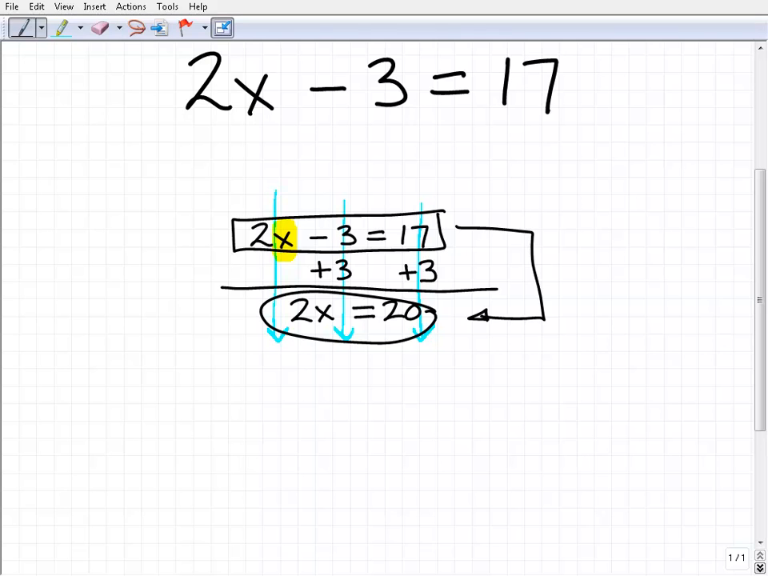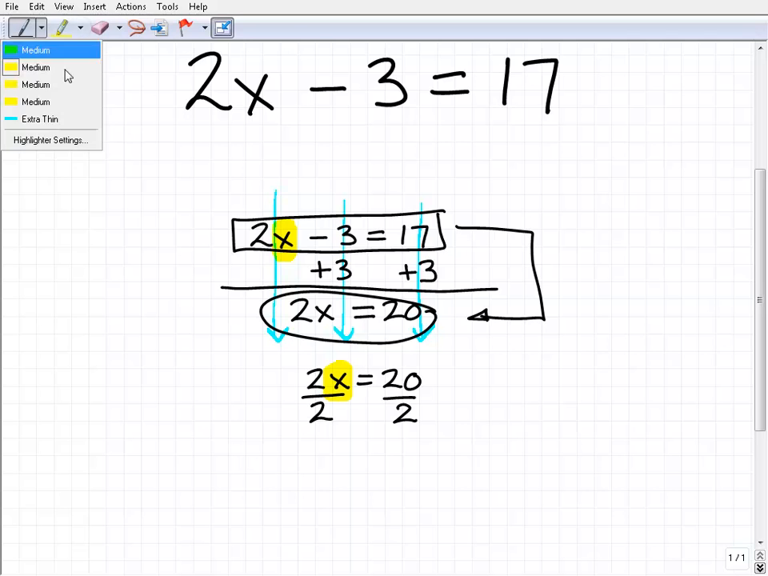All right, so let's go ahead and finish this up. So we've got 2x equals 20, and remember, the objective here is to get x by itself. So to do that, all I have to do is divide both sides of the equation by 2. Well, let's go ahead and just write that. So we're dividing both sides of the equation by 2, but why? Because 2 divided by 2 is 1. And 1x, the way we write 1x, is simply x.